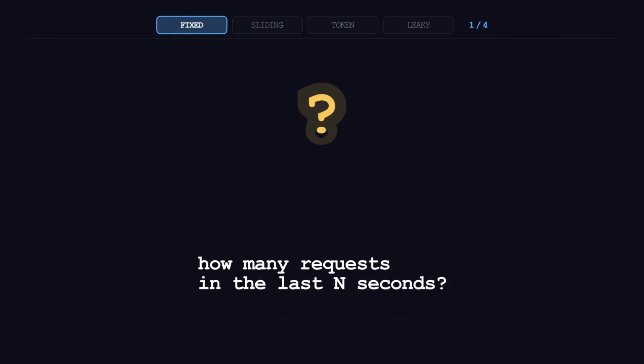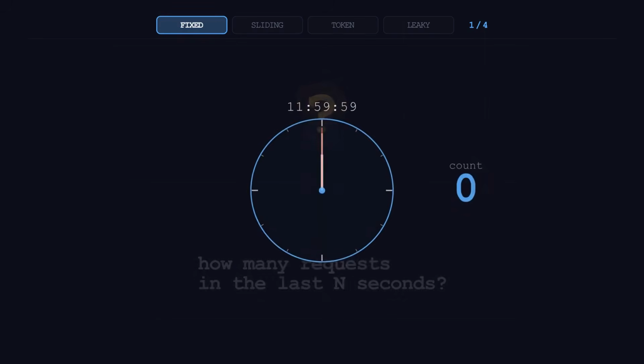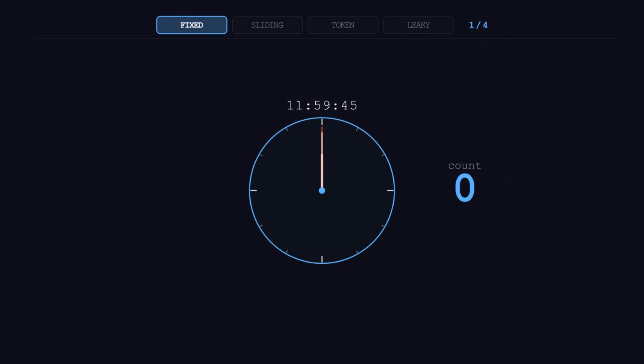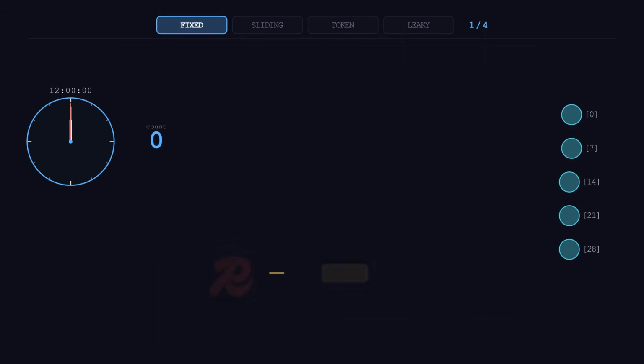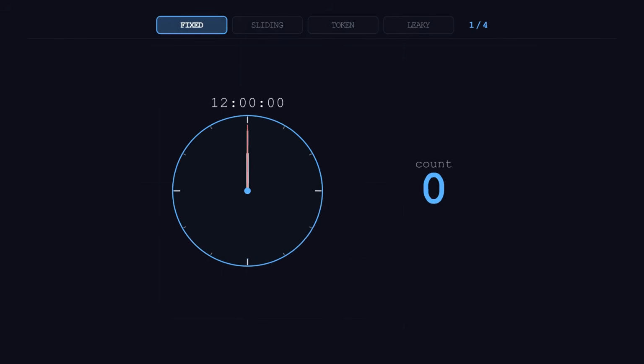A rate limiter is really just a question. How many requests has this client sent lately? The simplest answer? Count from the top of the minute. Reset when the minute flips. 1 counter per client. 1 Redis increment per request. Ship it, watch the bug.